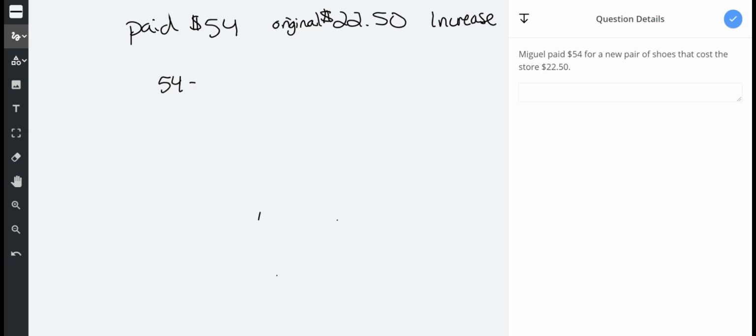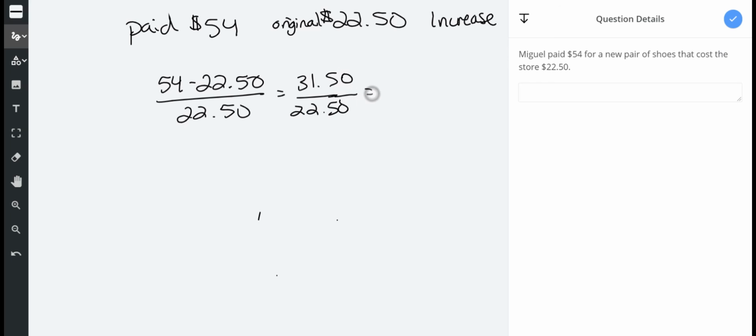So I'm going to take 54 and find the difference of 54 and 22.50, and I'm dividing it by the original amount of 22.50. So that becomes 31.50 divided by 22.50. That's 1.4. Multiply that by 100 to get the percentage. That is a 140% increase.